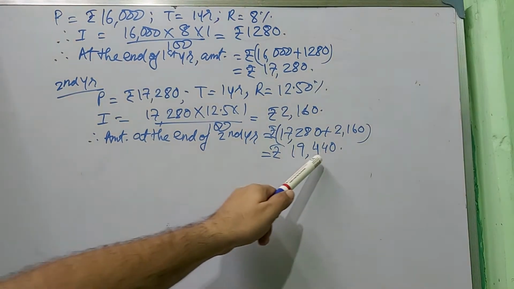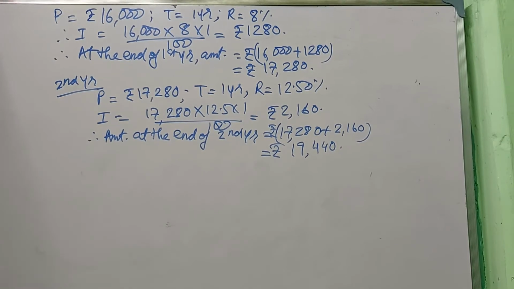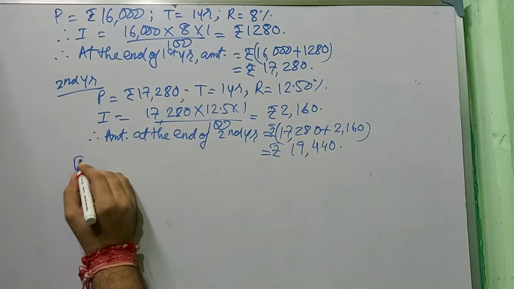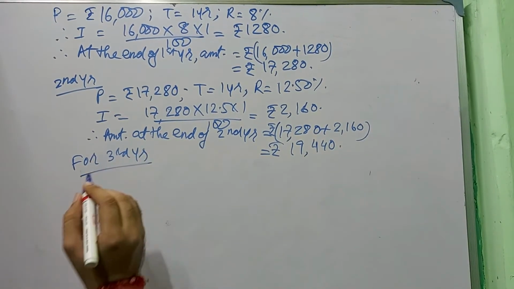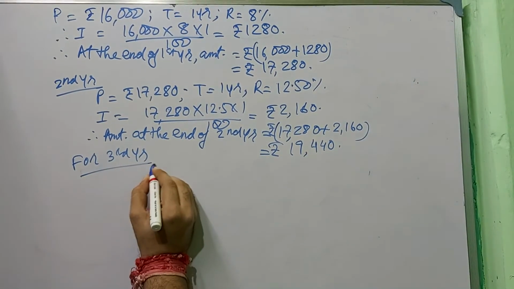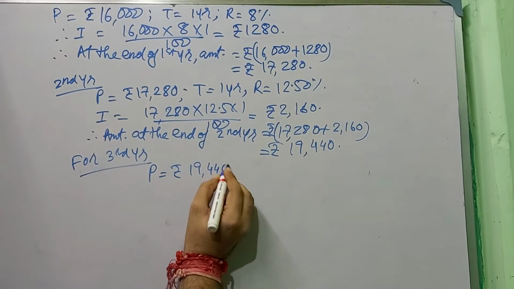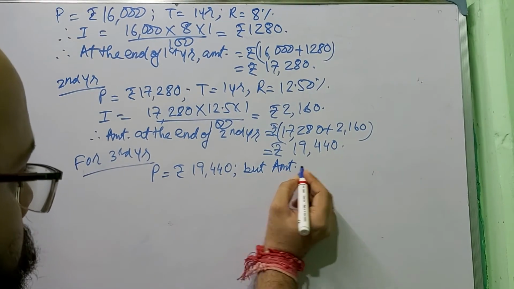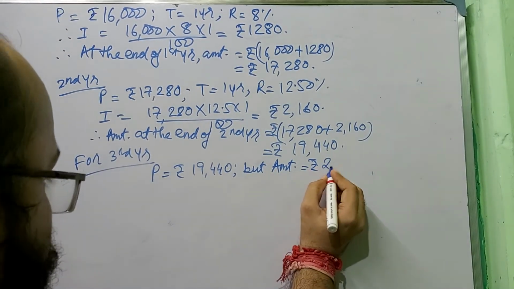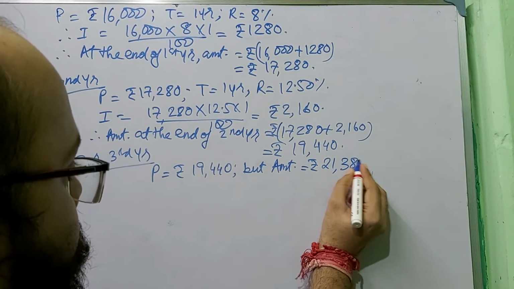Now you have to calculate for the third year, where the total amount becomes 21,384. The total amount does not become 19,440, it becomes 21,384. So you have to calculate the rate, R. For the third year, how will you calculate? See, for the third year, the principal is obviously 19,440, but the amount is 21,384.